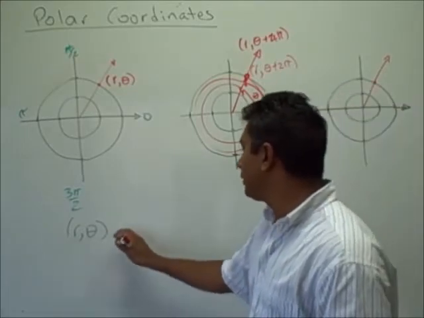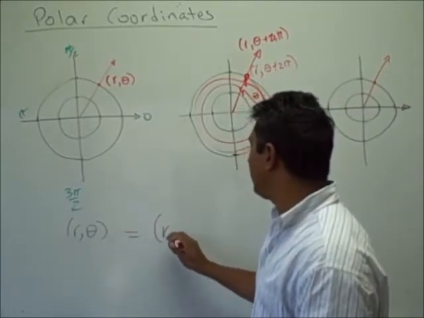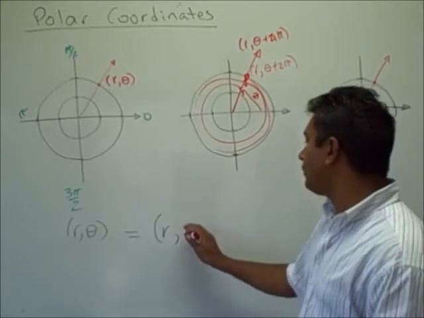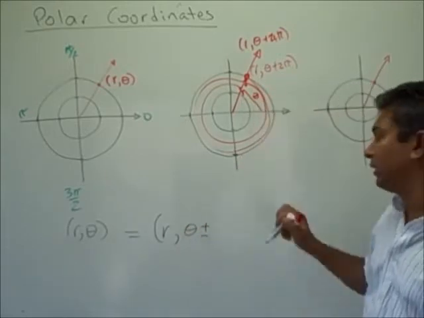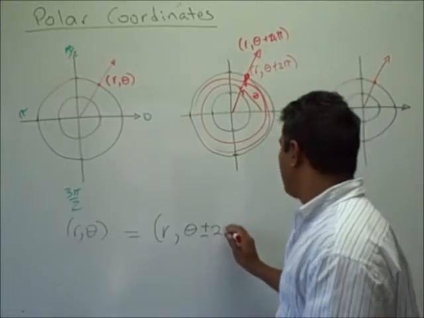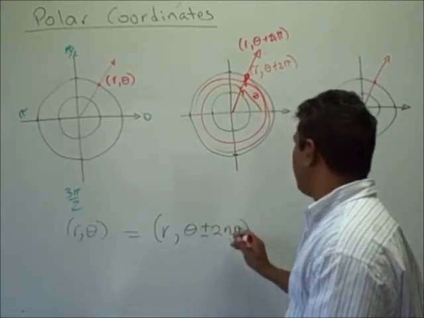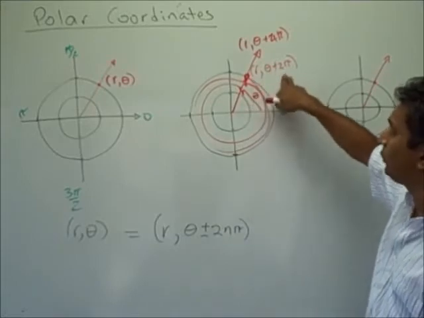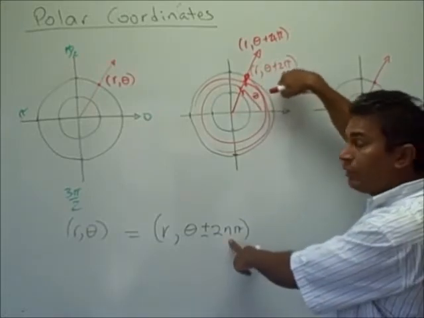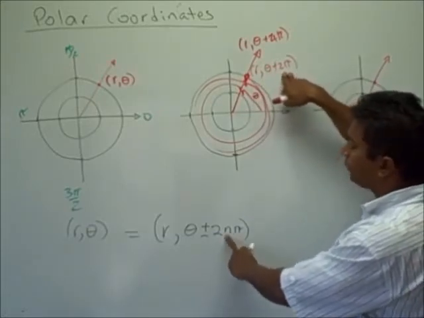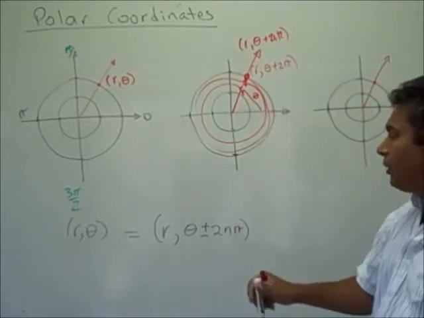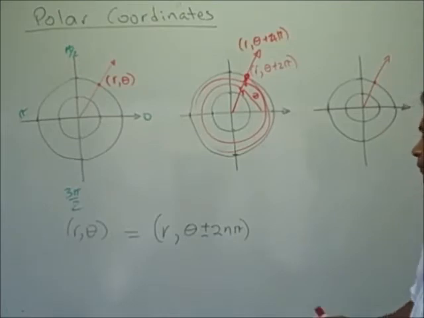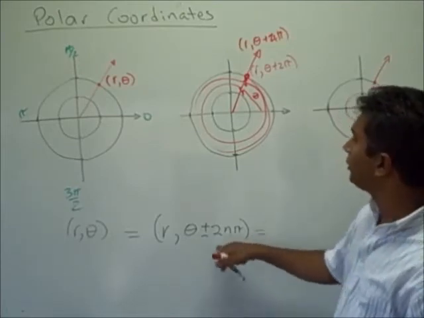We can rewrite this as having the same radius, but now it will be theta plus or minus, since we can go in both directions, 2n pi. 2n pi means we have multiples of 2 pi, where n is an integer, so if n is 1, this becomes 2 pi. If n is 2, then this becomes 4 pi, 6 pi, and so on. So here we're changing our angle.